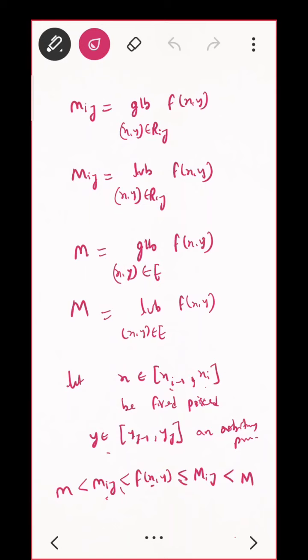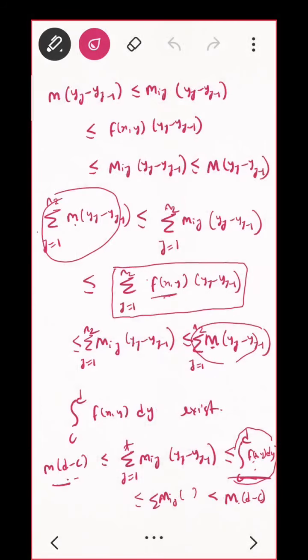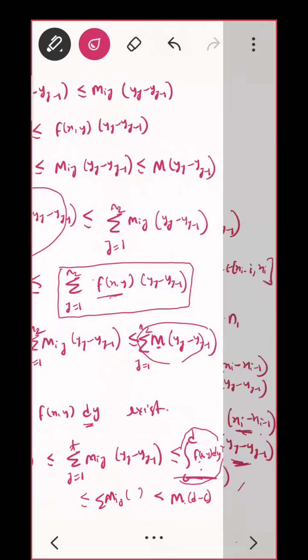Okay. Next, this is the relation which is true if I fix x and y is between yj minus 1 and yj. So let us multiply by yj minus 1 and take the summation; you will get this term. Then you can see the integration c to d over dy exists. Correct. Since our function is here only, that exists means that the integration will be there. That is a single integration. This is the definition of single integration.